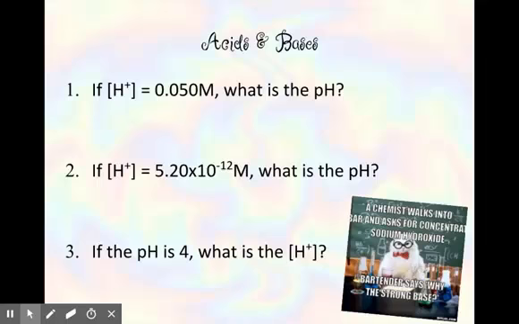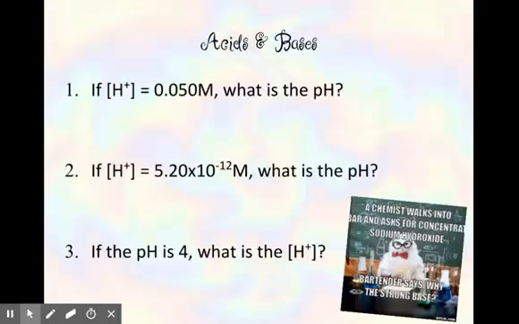Okay, let's try one more. So the negative log of 5.2 times 10 to the negative 12. Plug that into our calculator, we get a pH of 11.3. So we always want to round to 2 decimal places, or to 1 decimal place.